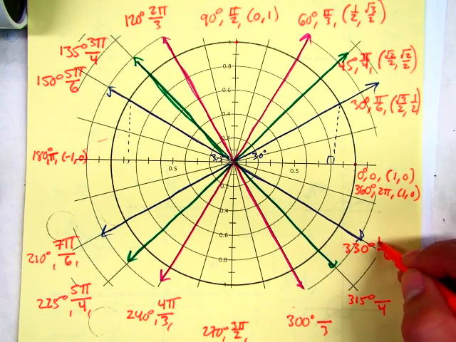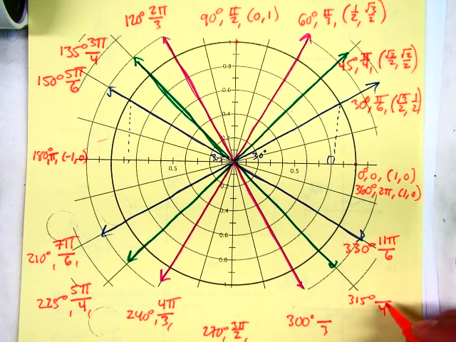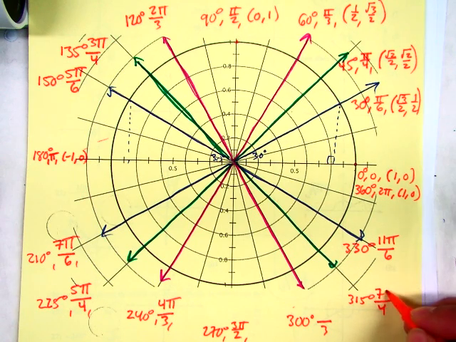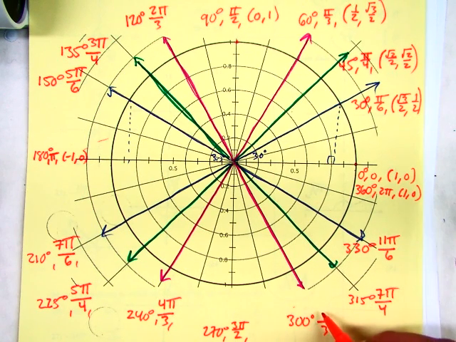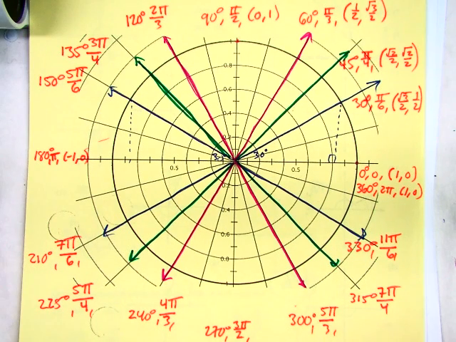11 pi over 6. It's going to be 1 less than double, right? So 7, 7 pi over 4. 5 pi over 3. Very good. Are there any questions on how we're getting the radians?